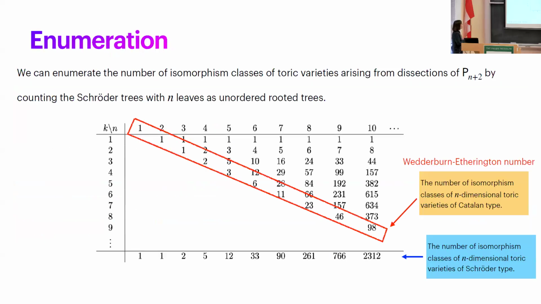And then you can enumerate the number of isomorphism classes of toric varieties arising from dissections of P and Pro 2. So this number is the number of isomorphism classes of n-dimensional toric varieties of Schroeder type. And this number corresponds to the number of isomorphism classes of n-dimensional toric varieties of Catalan type. I mean the toric varieties arising from triangulations. And actually, the explicit formula for these numbers is not known, but there is some generating function for these numbers in combinatorics.